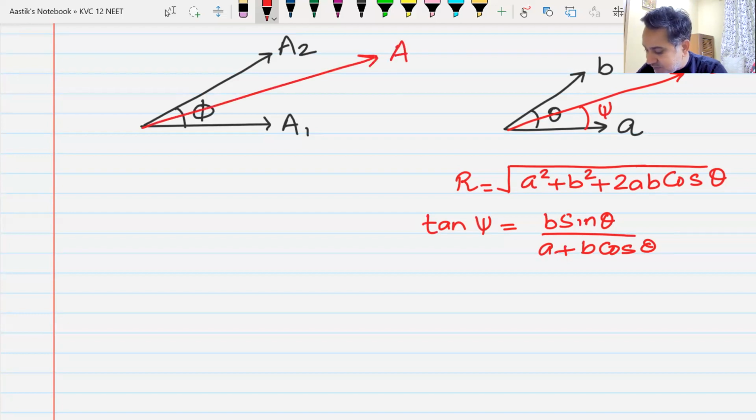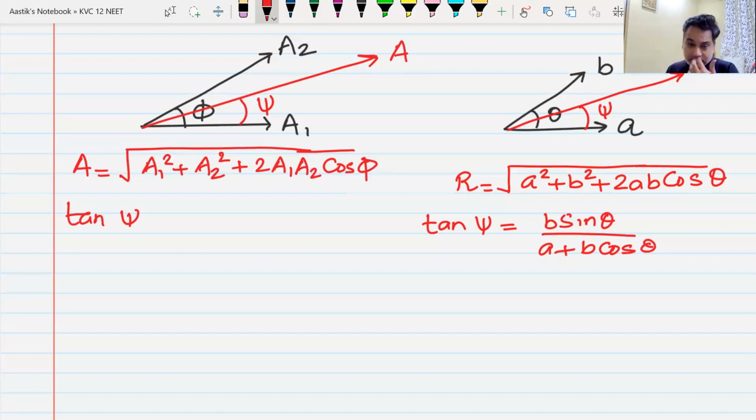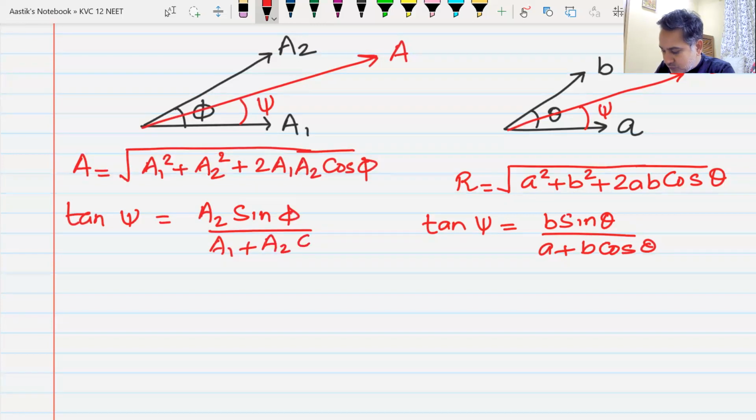If I call the resultant amplitude as A, can you tell me what will the value of A come to, without me telling you anything? Under root A1 square plus A2 square plus 2 times A1 A2 cos, not theta but phi, because this is phi. You can also tell me that it will be inclined at some angle xi. What is this tan of xi? A2 sin phi by A1 plus A2 cos phi. Well done.